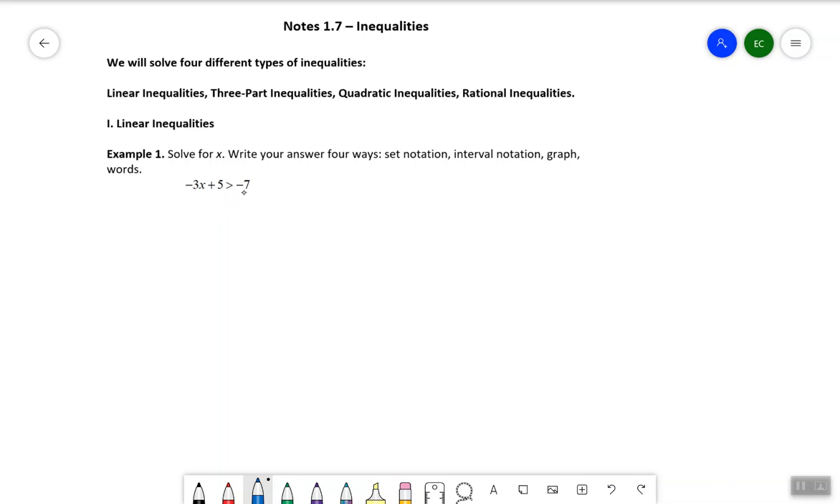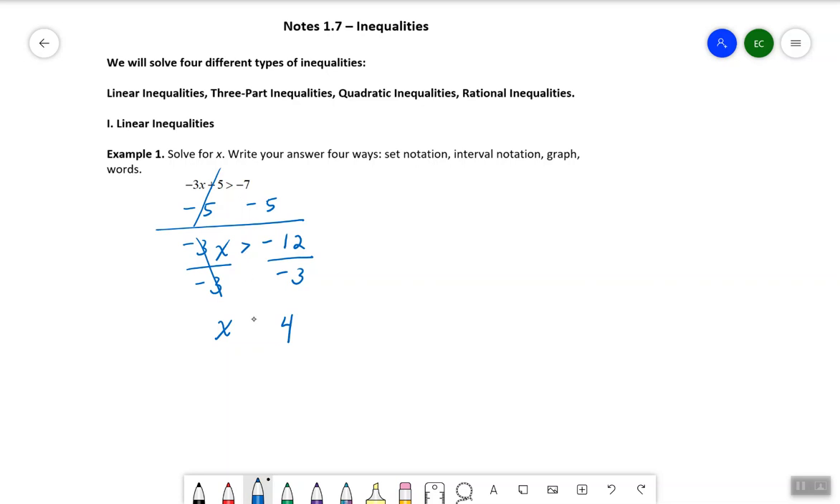If we want to solve this inequality, then we just need to isolate the variable x on one side of the inequality. Usually we leave the variable on the left side, but it doesn't really matter. We can subtract 5 from both sides, and the plus 5 and the minus 5 cancel, and we're left with negative 3x is greater than negative 12. Then we can divide both sides by negative 3, and the negative 3's cancel, and we're left with x on the left side. On the right side, we have a positive 4.